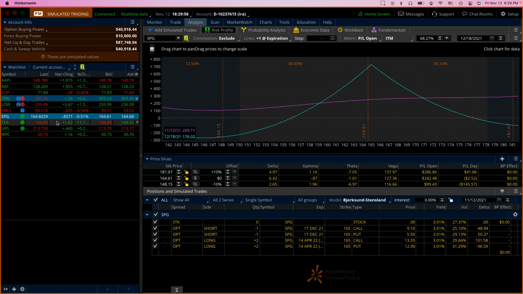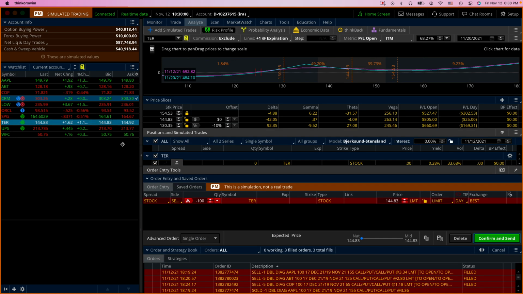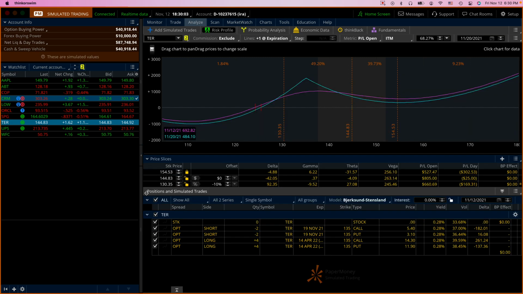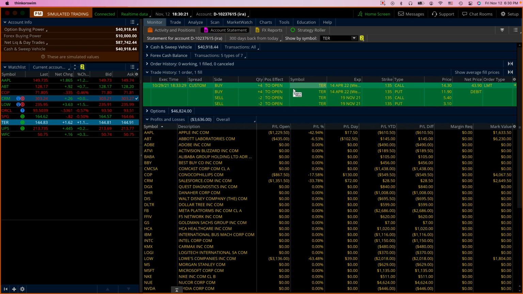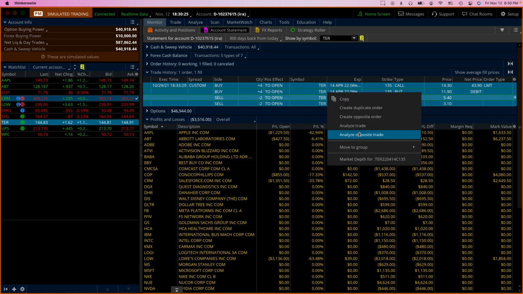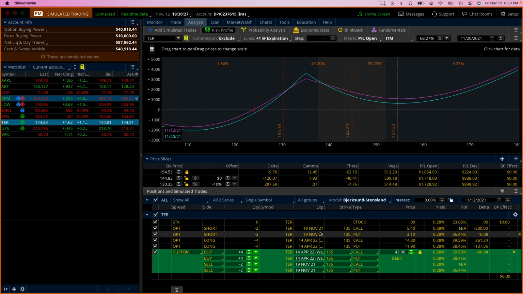Let's move on to TER. Okay, here we have November the 19th. That's next week for TER. Let's take a look at the monitor tab. If you want, you can go back 300 days and then look at the trade history. This is the original trade. We haven't done any rollovers. And that's what we have here already, so we don't need to do anything.